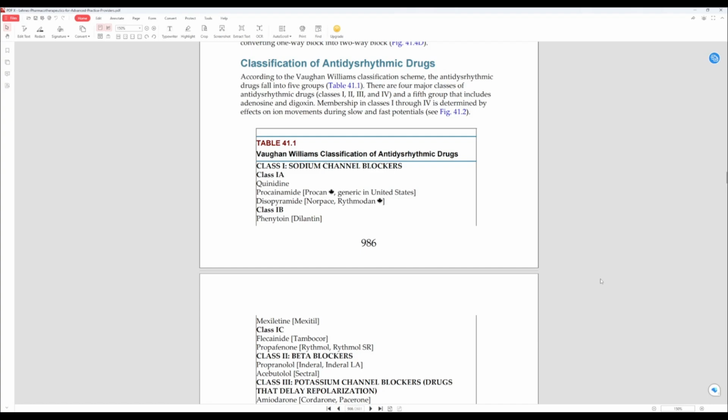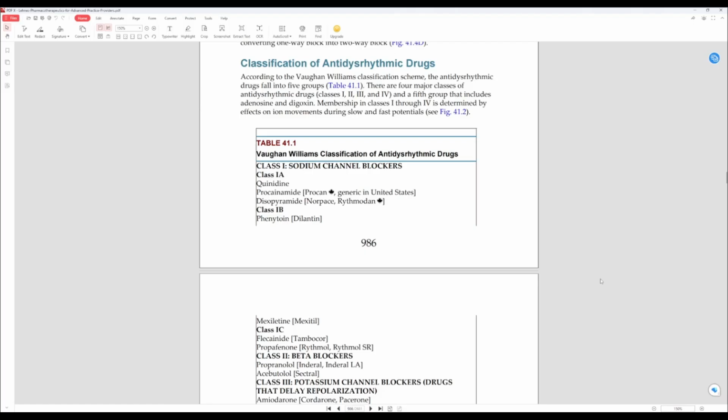Classification of antidysrhythmic drugs. According to the Vaughan-Williams classification scheme, the antidysrhythmic drugs fall into 5 categories. There are 4 major classes of antidysrhythmic drugs. They're classed 1 through 4. And the 5th group includes adenosine and digoxin.